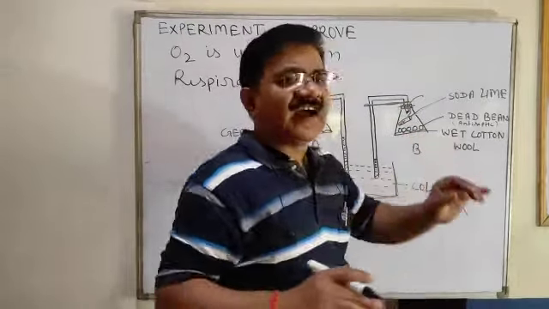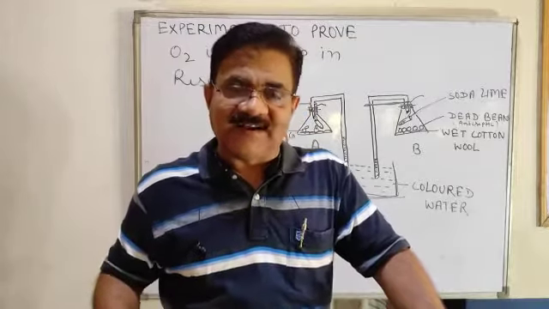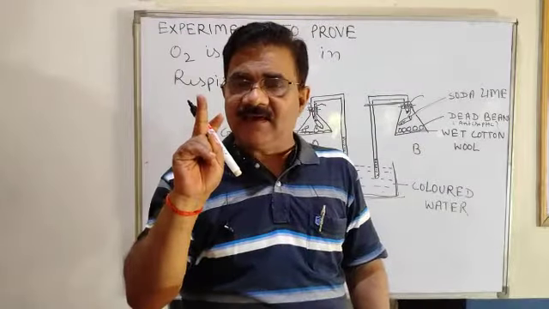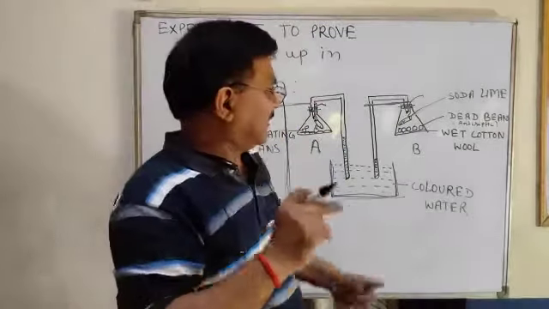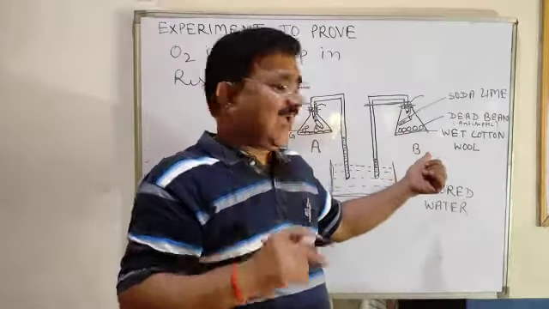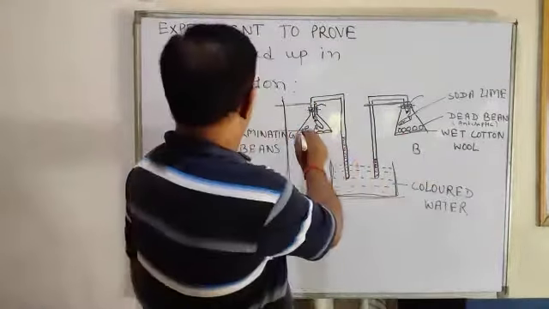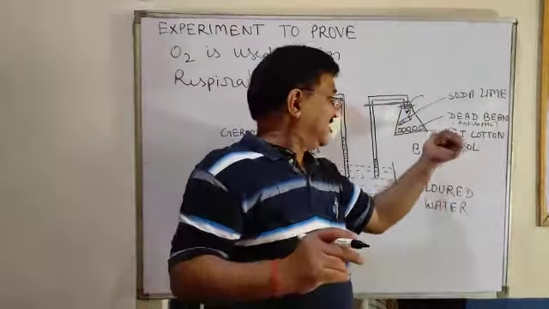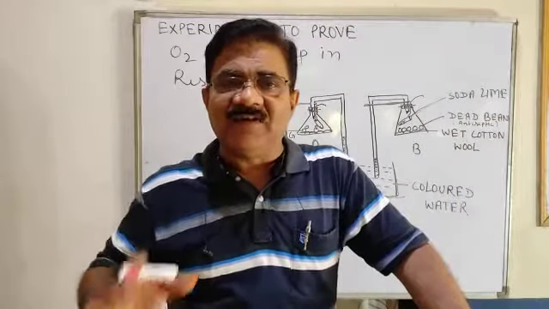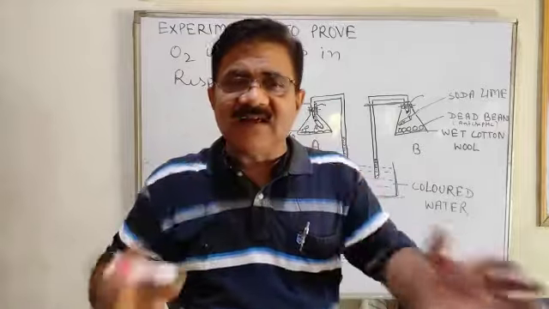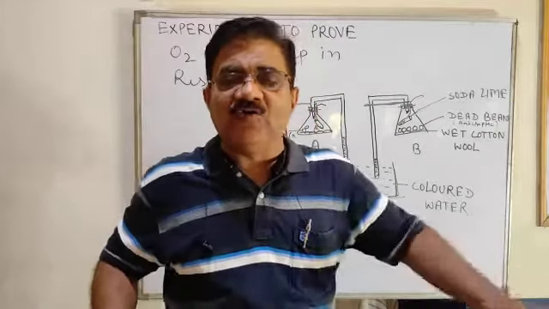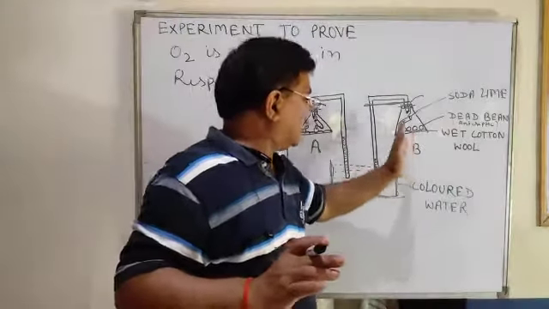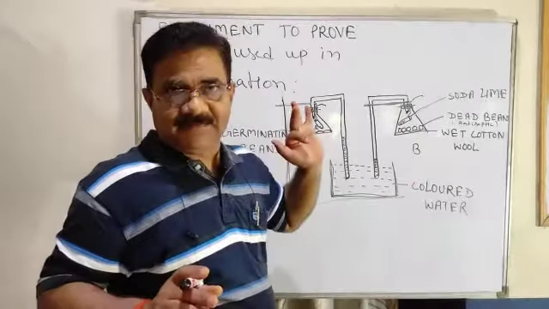This B is a control setup. Try to understand. In a control, every condition is the same, but one thing is lacking. What is that thing that is lacking? Here germinating seeds are there, here dead seeds are there. Means germinating seed is lacking. In the control experiment, just to compare the result, you will not get the result because one thing is lacking. So this is the control setup, and this is our experimental setup.